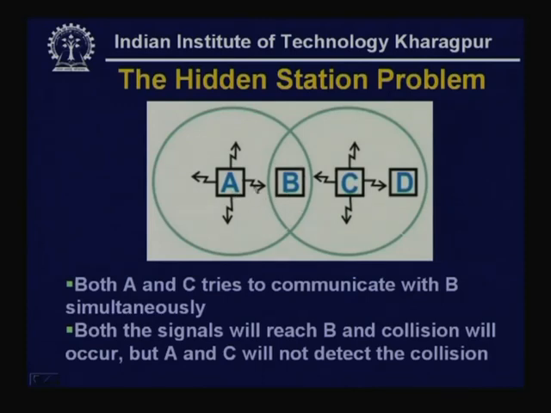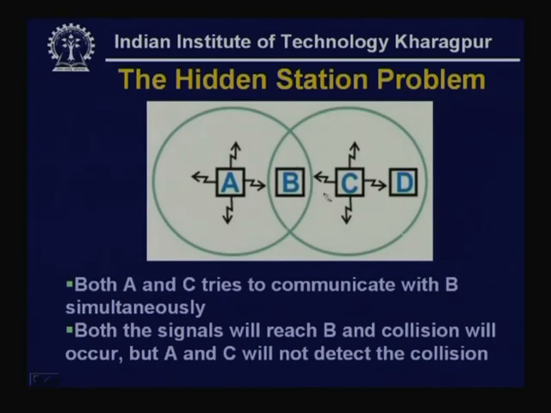As a consequence, B will receive signals both from A and C. As a result, the signal received by B will be garbled, and it will not be able to get the packet or message sent either by A or by C. Unfortunately, the transmission sent by A will not reach C, and the transmission sent by C will not reach A because of longer distances.